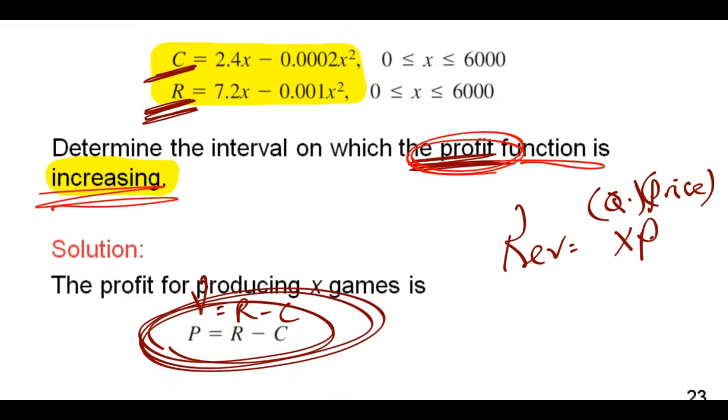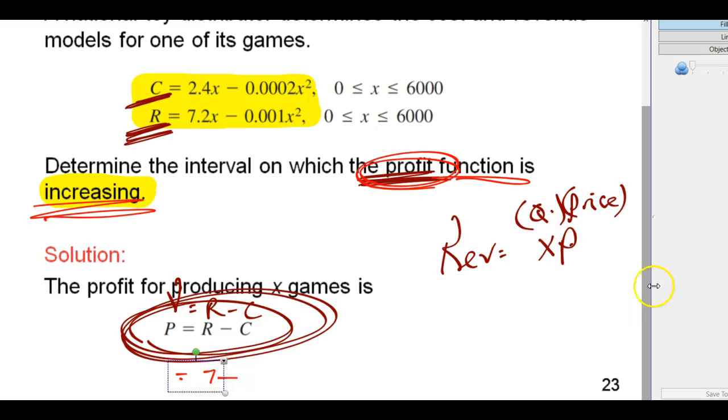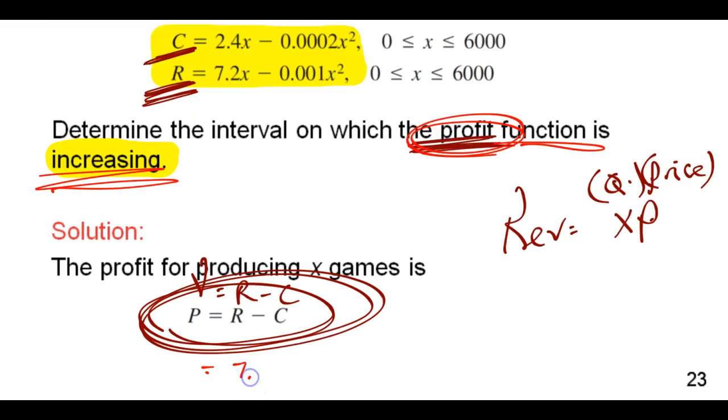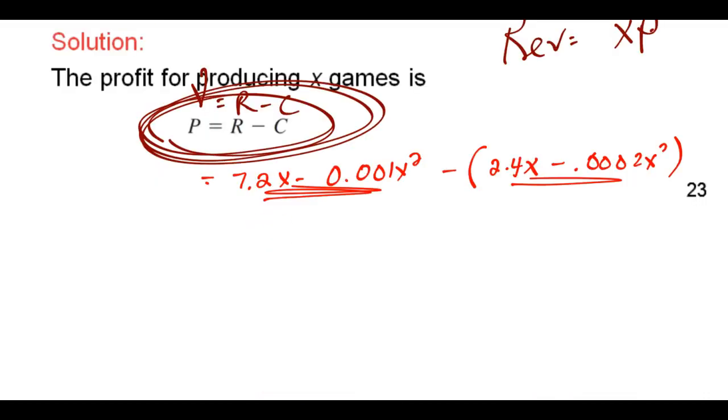So the directions here say find out when the profit function is increasing. Well, let's go find the profit function by taking the revenue function, 7.2x minus 0.001x squared. Take that function and subtract off. Now I ran into this trap before, so let's make sure we put this in parentheses this time. 2.4x, plus 0.0002x squared. So there's my revenue minus my entire cost. If you simplify that, we'll come down to 4.8x minus 0.008x squared.